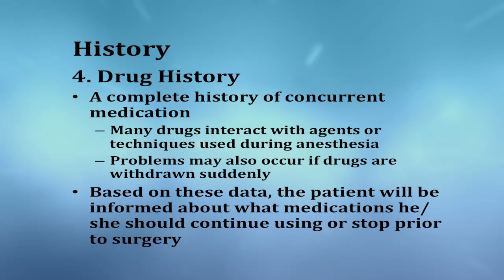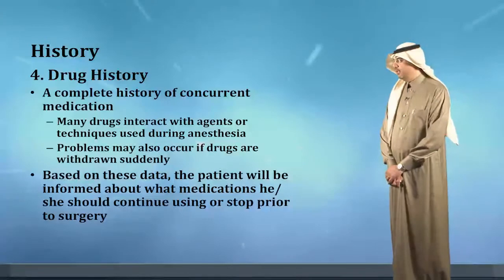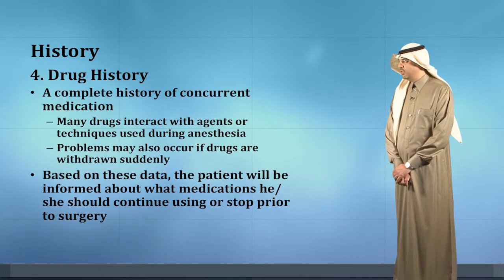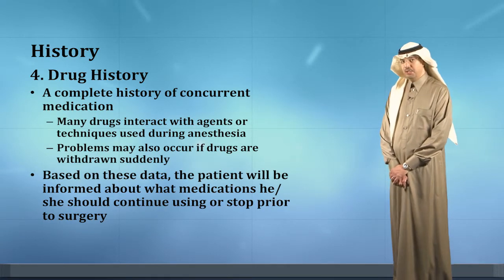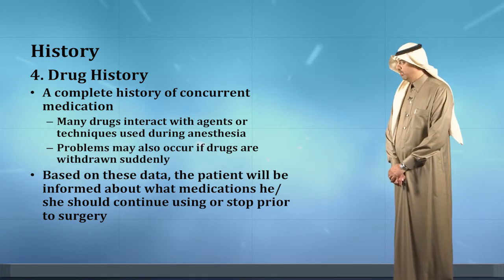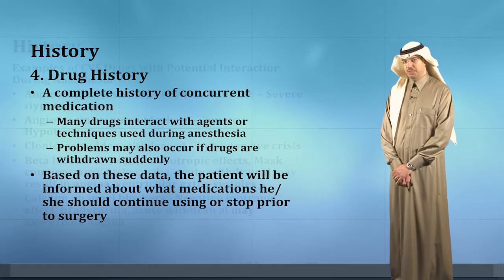Another important facet of history taking is to take important information about drug history. So a complete history of concurrent medications is very important because many drugs interact with agents or techniques used during anesthesia, and problems may also occur if these drugs are withdrawn suddenly. So based on these data, the patient will be informed about what medication he or she should continue using or stop prior to surgery.